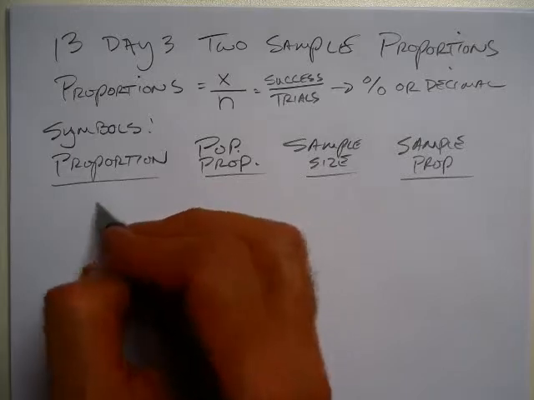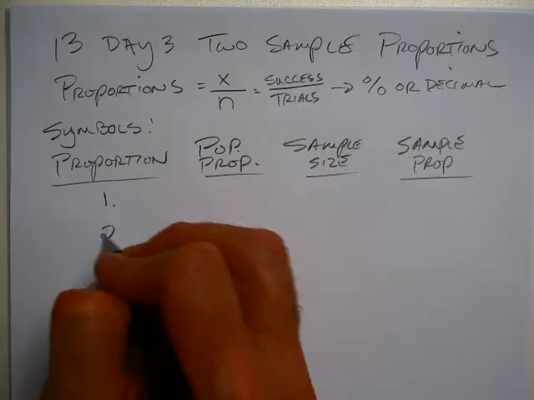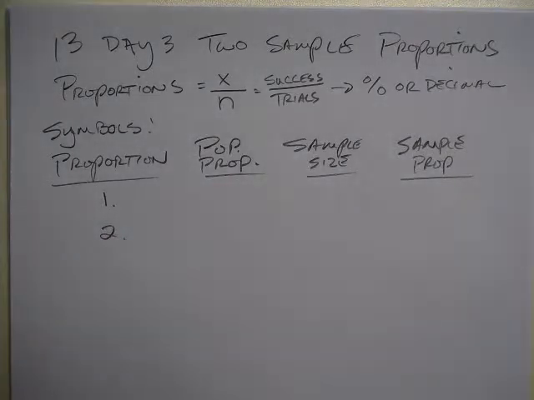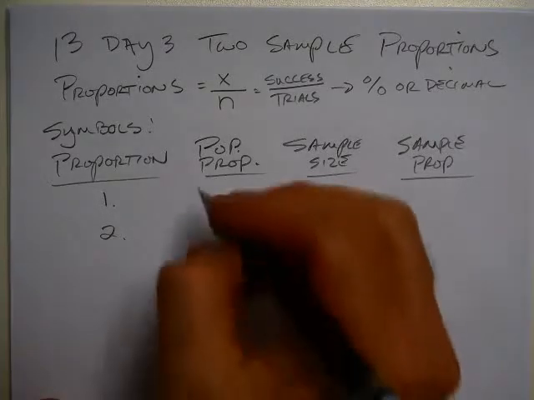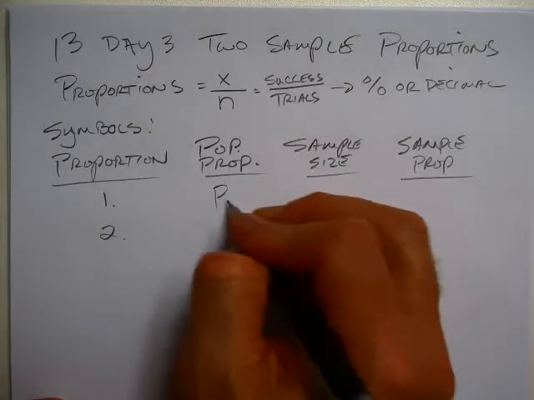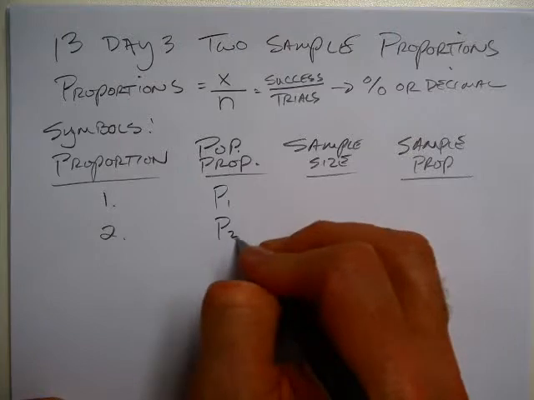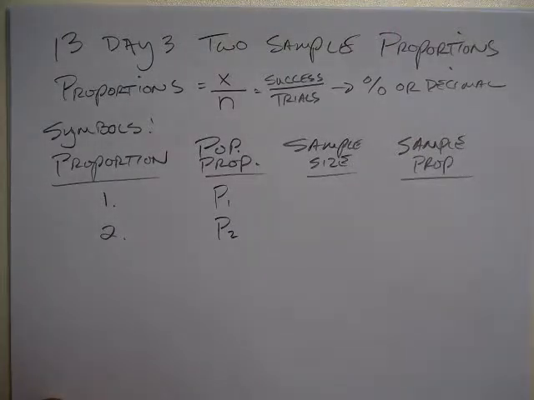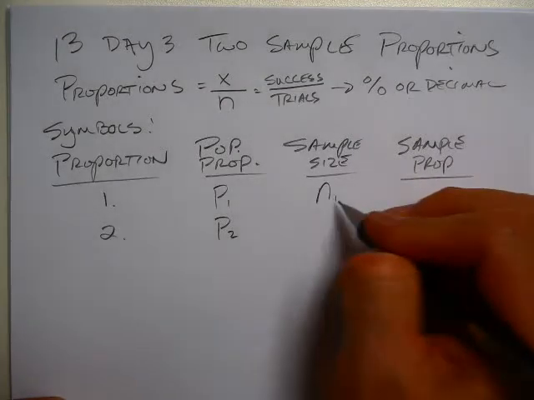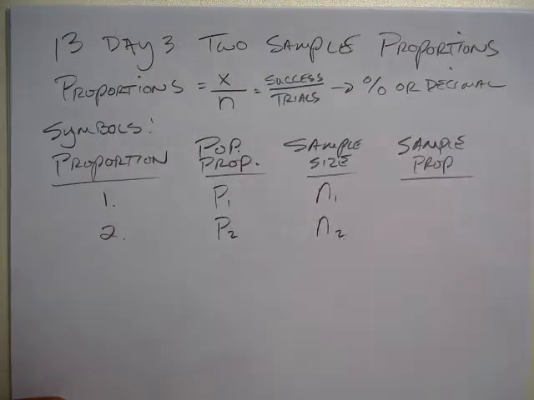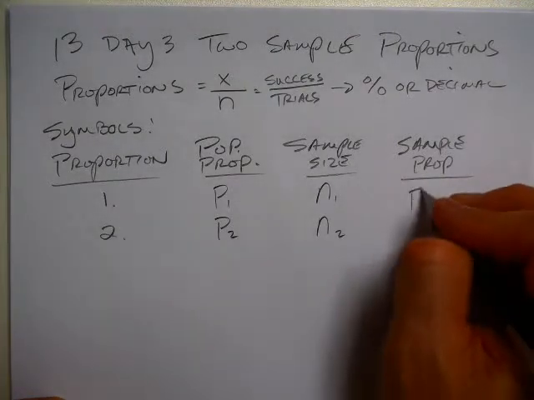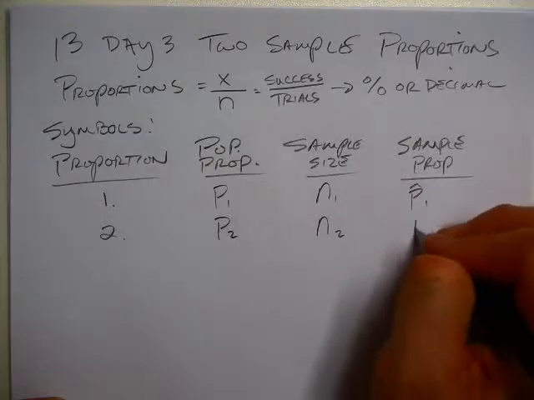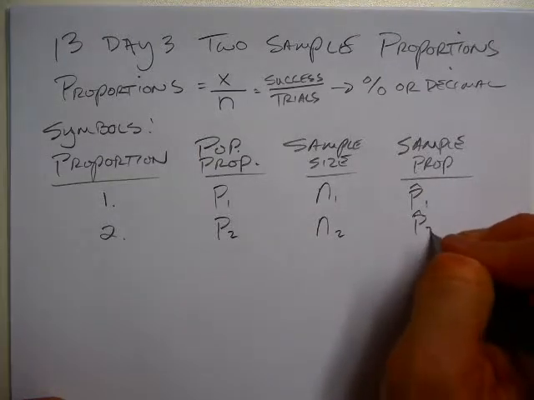So we're talking about two samples, so proportions 1 and 2. The population proportion is going to be P1 and P2. The sample size would be N1 and N2. And the sample proportion, P hat 1 and P hat 2.